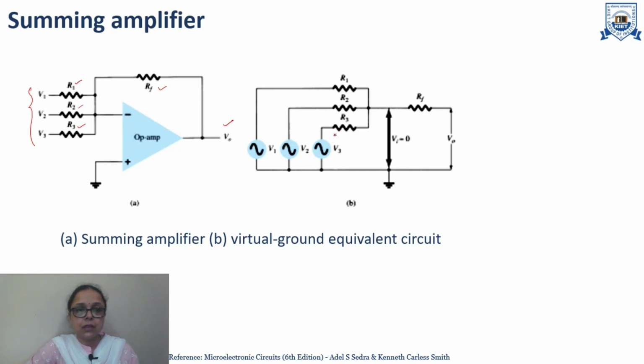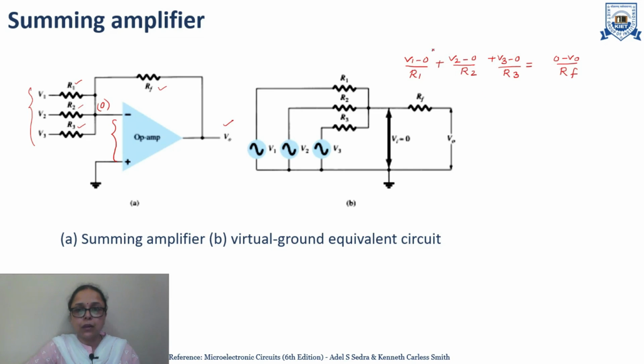Now, this is the virtual ground equivalent. Here these two nodes will be at the same potential. So this will also be at ground potential, and if we apply KCL at this node, what will be the condition? (V1 minus 0) by R1 plus (V2 minus 0) by R2 plus (V3 minus 0) by R3 is equal to (0 minus VO) by RF.